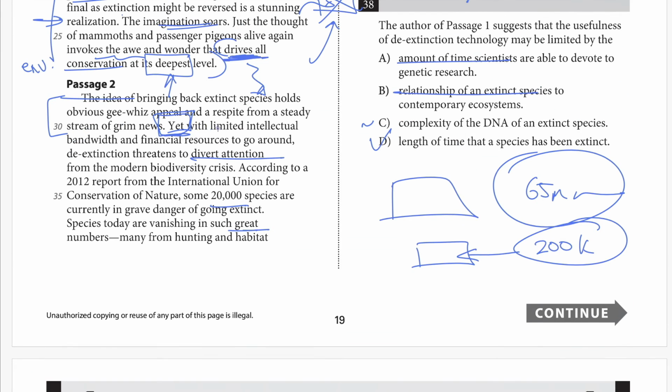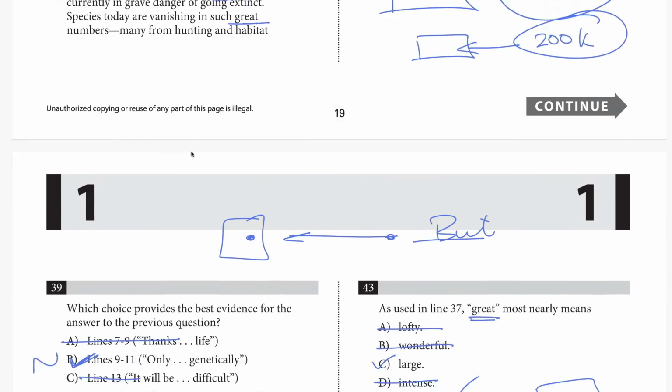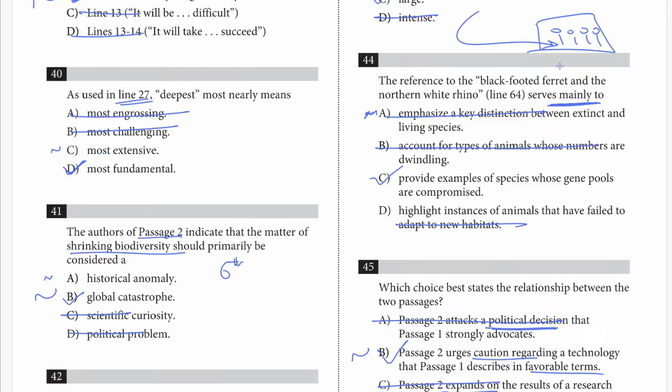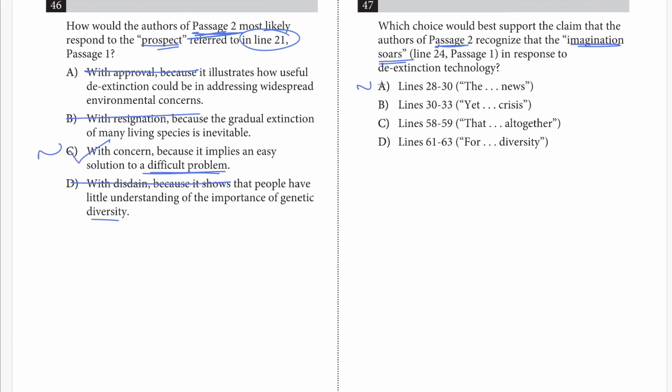Okay, yet with limited intellectual bandwidth and financial resources, de-extinction threatens. So now they're opposing it, right? At the start they're saying, oh yeah, it's cool, right? This way they're recognizing it, but something happens. So that's why this one is incorrect here.